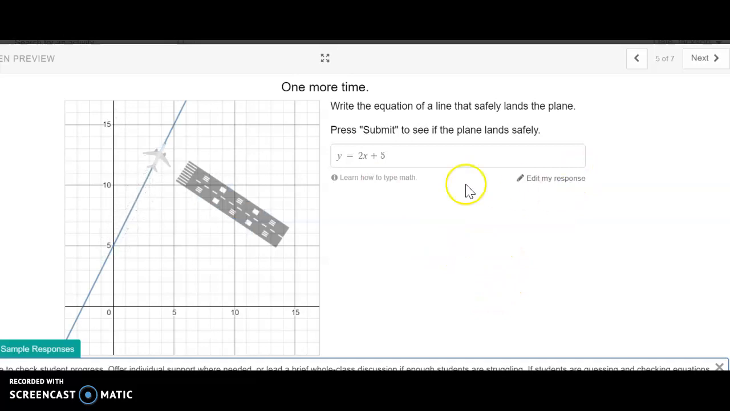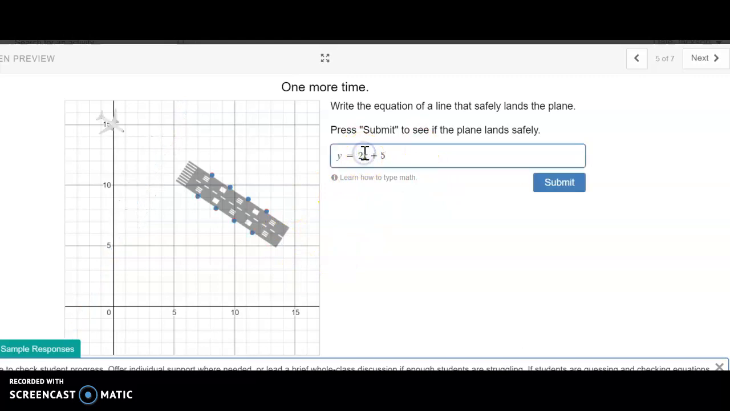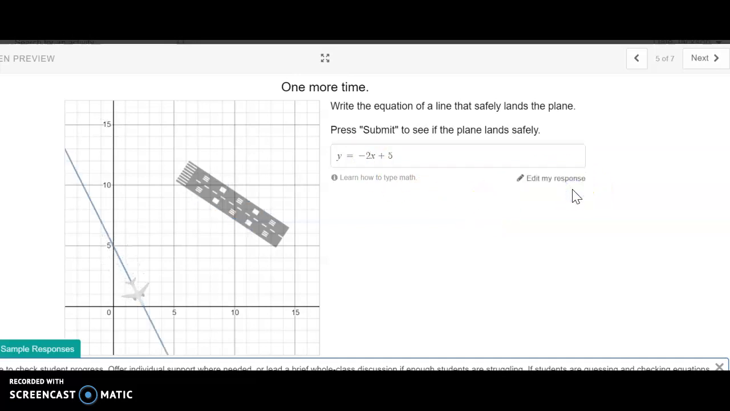Whoa, that's way off. So that was a positive 2x and it's going up and down. Which means that I might want to do a negative number to make it go down. So if I did negative 2x plus 5, let's see what happens. Okay, so it's starting in the wrong place, and it's definitely going at the wrong angle. So it gives you an opportunity to play around with what those equations are going to look like when you type them in. Your goal is to get it to land on that runway.